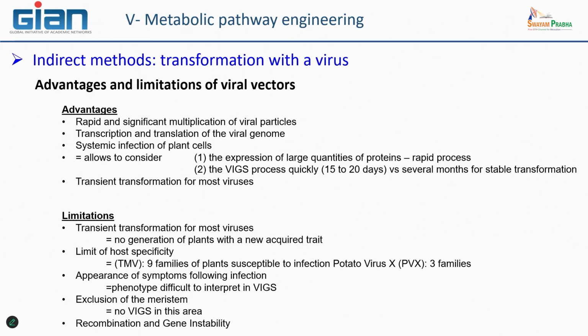The limitation is that the transformation is transient for most viruses, and there is no plant regeneration afterwards. So if you then want to stabilize this type of modification in plants, you need to come back to the Agrobacterium process in order to generate plant transformation. Viruses are quite specific to certain species of plants, so sometimes you can't use just any virus on any plant. You need to find a pair.